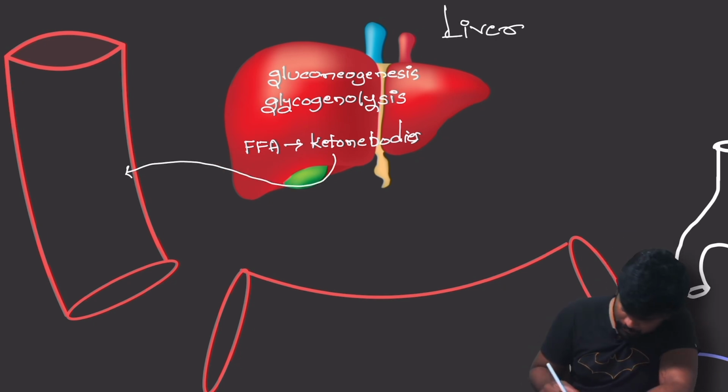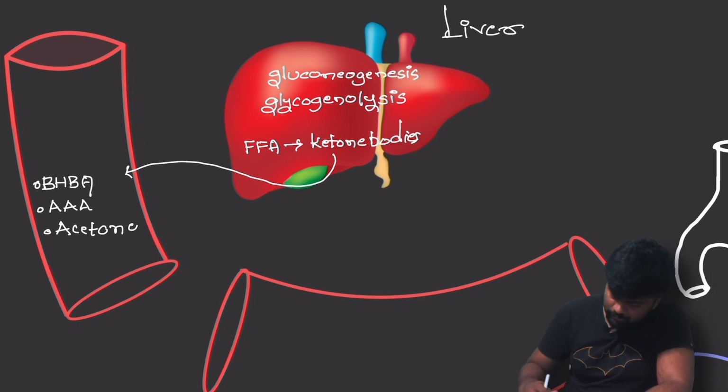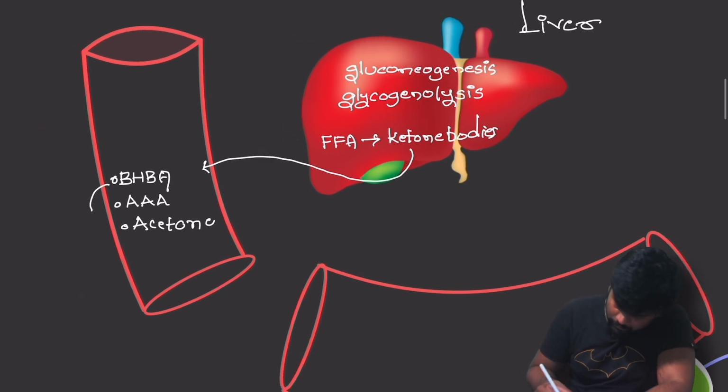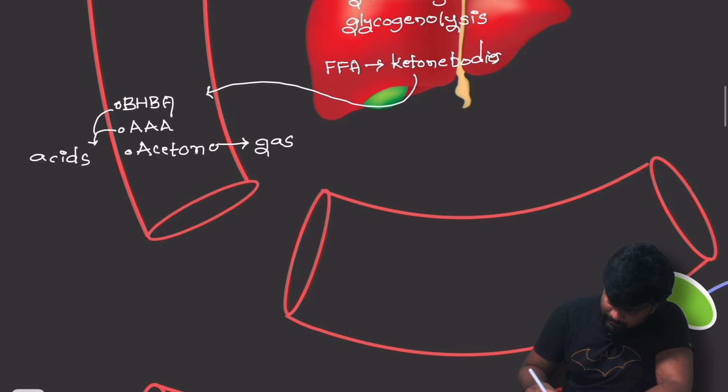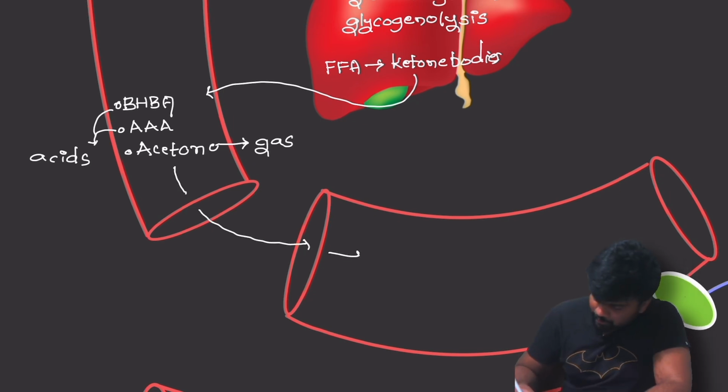What are the ketone bodies? These are beta hydroxybutyric acid, acetoacetic acid, and acetone. Now remember, these two are acids and this is a gas. As these two are acids, they will be releasing the protons, that is H+.